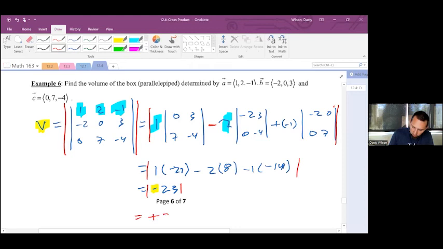Or positive 23. It's the absolute value, since we're talking about volume.